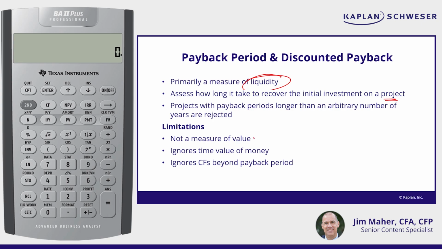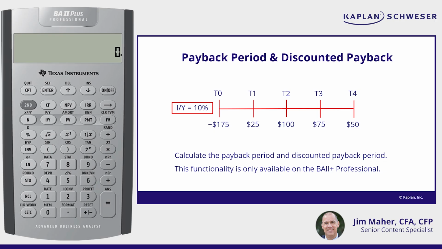It's not a measure of value. It ignores the time value of money and ignores cash flows beyond the payback period. So remember, I'd maybe want to know some of those limitations for an exam, okay? So let's go ahead and take a look once again at our cash flow stream. We're going to use our discount rate of 10%. We're going to analyze this using our payback and discounted payback.